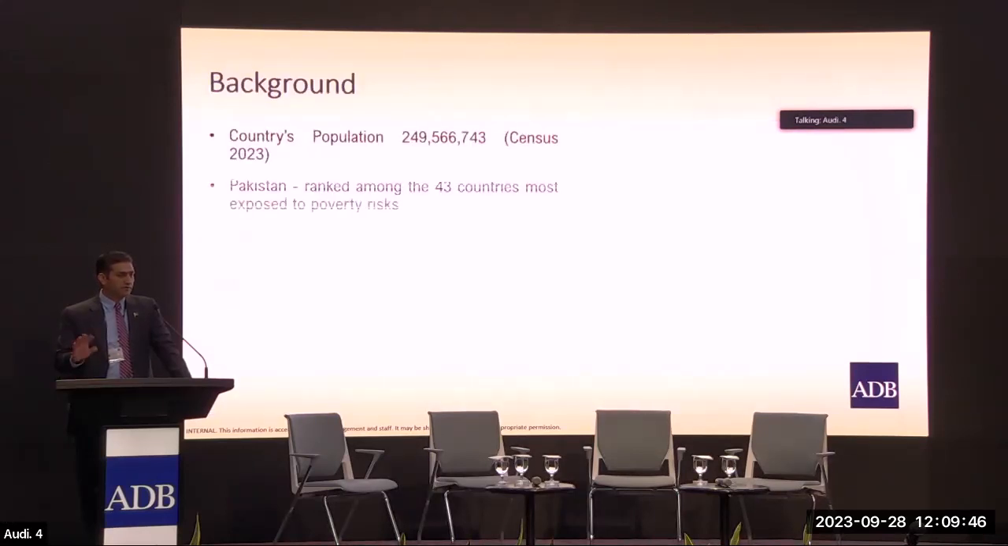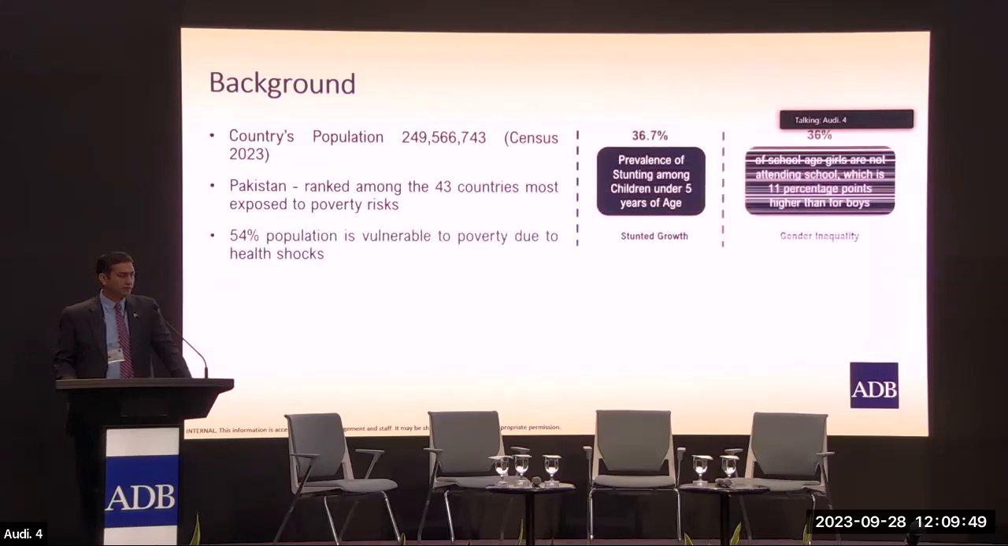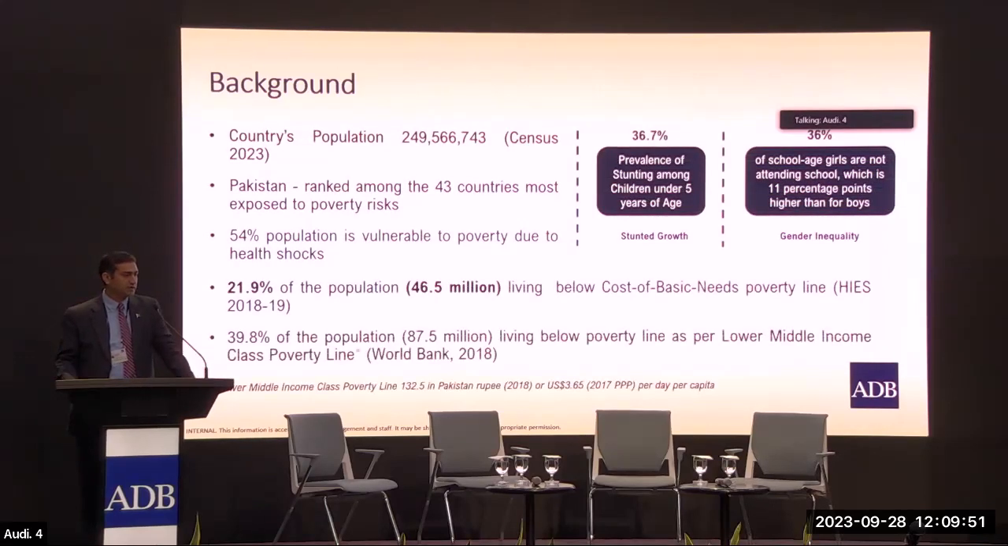So quickly, for those who are not aware of what we are as a country, the country having population of 249 million, we ranked amongst 43 countries most exposed to poverty risks. 54% population is vulnerable to poverty due to health shocks. 21.9% of the population living below the poverty line.